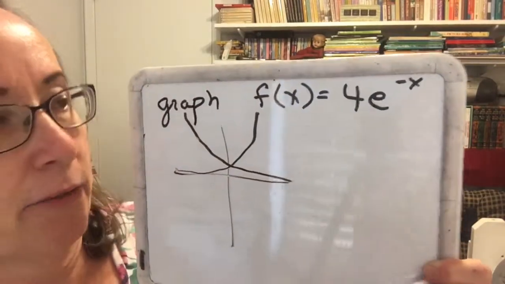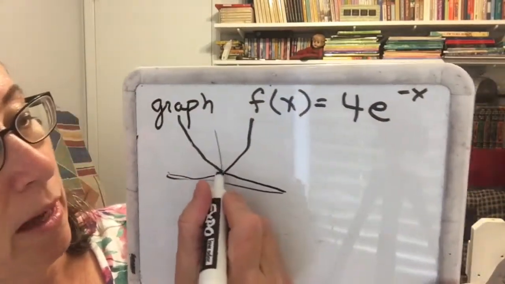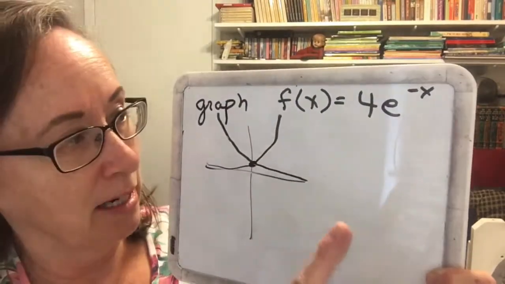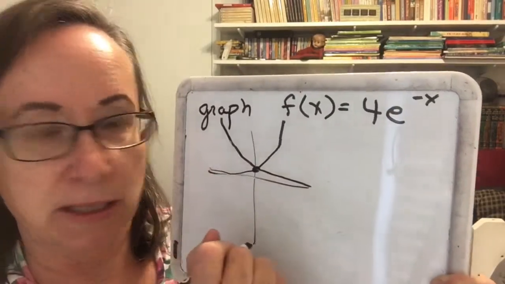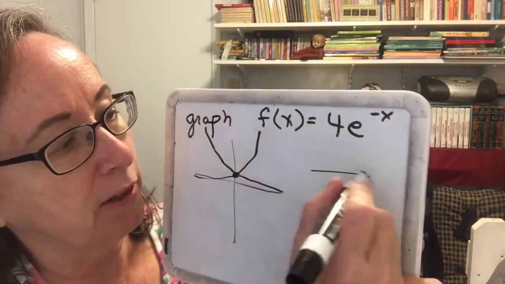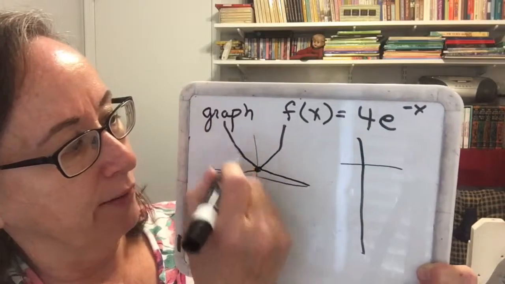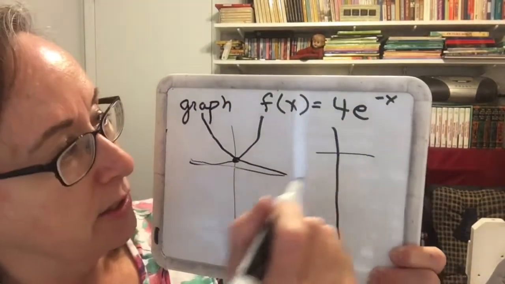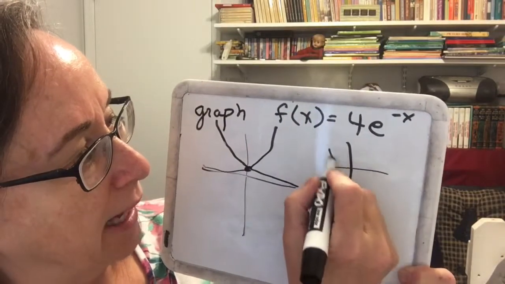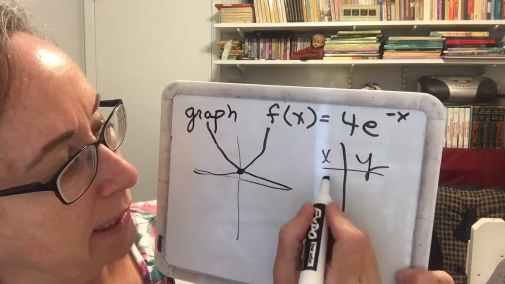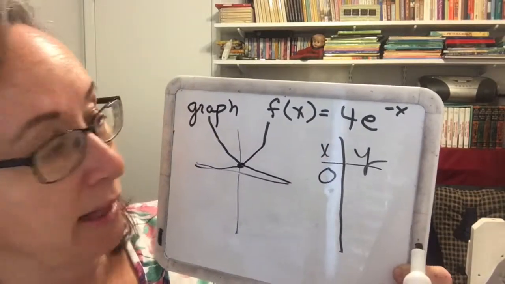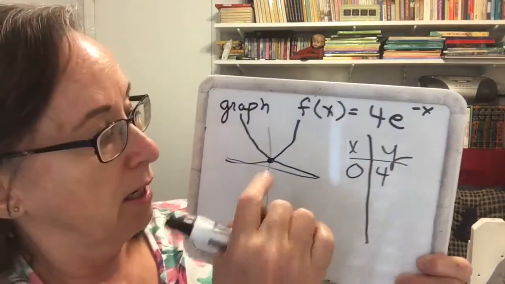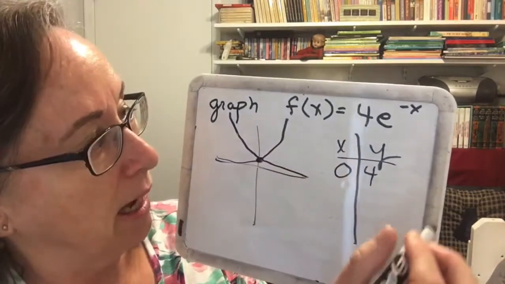But let's plug in a few points. Both e to the x and e to the negative x should anchor at the 0, 1 spot. So let's just plug in a few points to make sure that this is what we're looking at, and the 4 should be a stretch, shouldn't it? So now we're going to have x and y. If we plug in a 0, we do get out that anchor point, 1, but it's going to be multiplied by 4. So that's going to slide this one up.